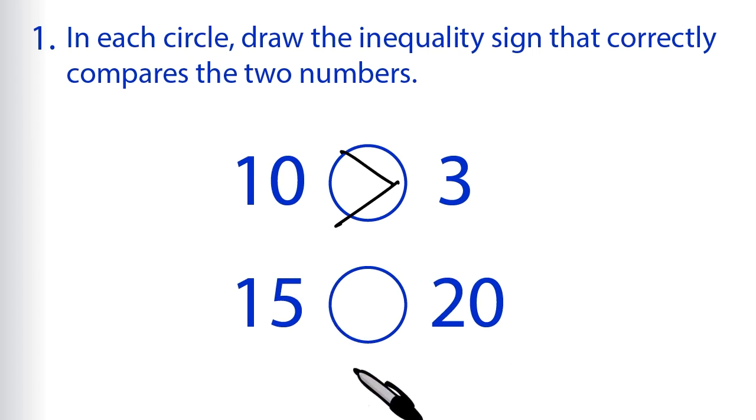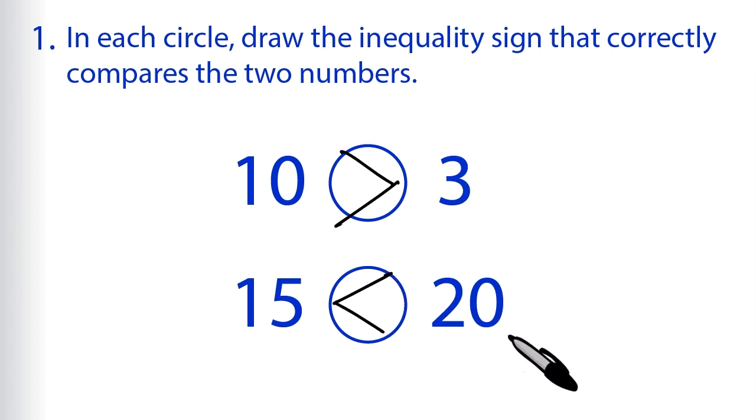And then here we have the numbers 15 and 20, and we need to draw the correct inequality sign for these two. And 15 is less than 20, it's smaller than 20. So the small end needs to point to the 15. So we show the lesser than sign. The small end points to the 15, which is smaller, and the larger open end points to the 20, which is bigger or greater.